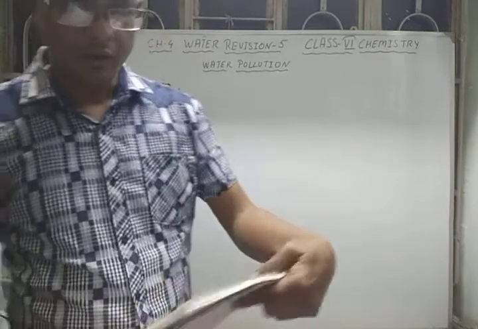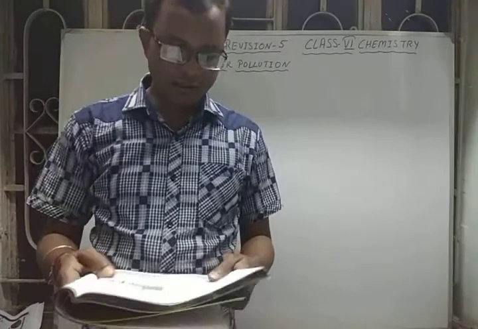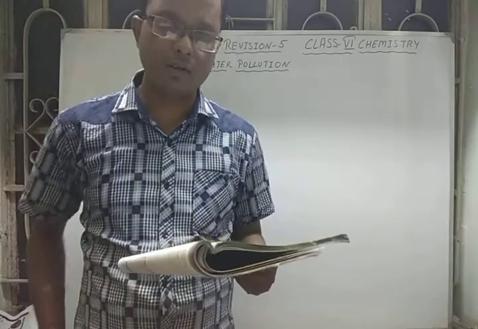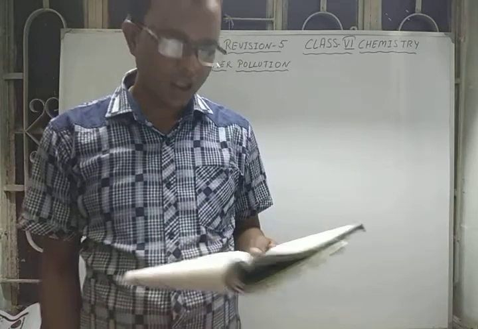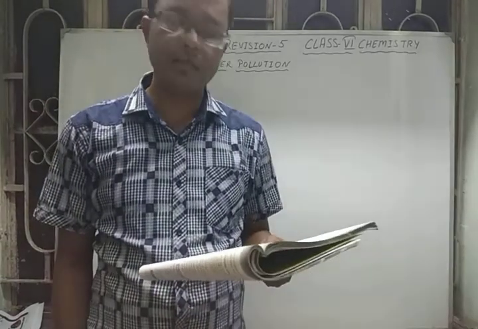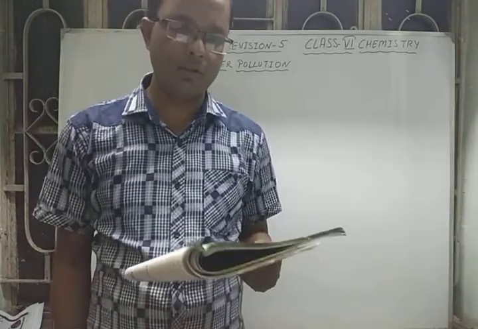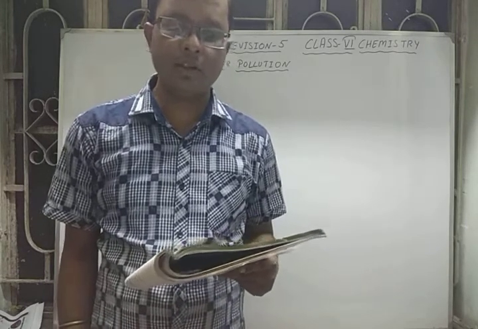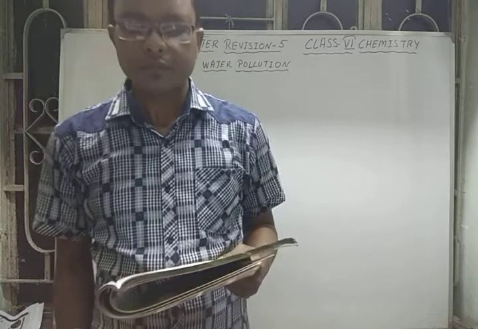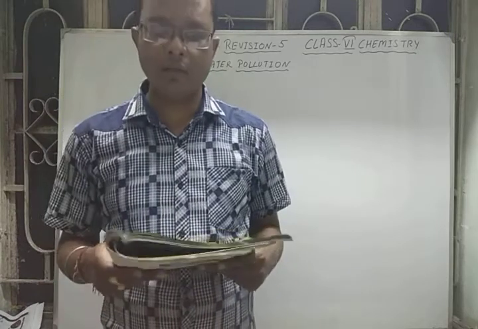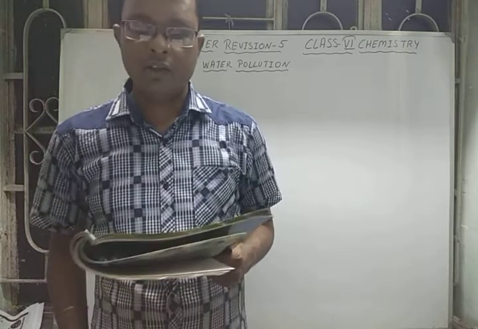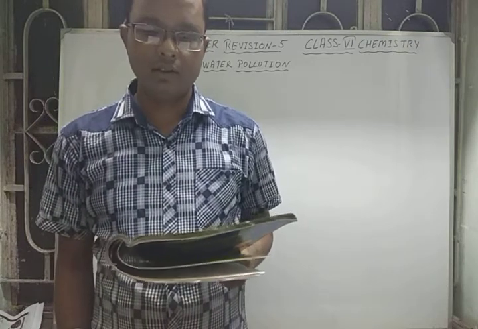Next is the prevention and reduction of water pollution. What can we do to protect water and control water pollution? First of all, treating toxic domestic and industrial waste before releasing them into the water bodies, in the effluent water treatment plant, which removes the harmful chemicals.